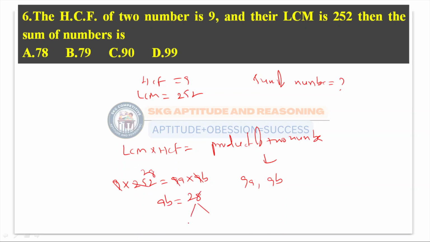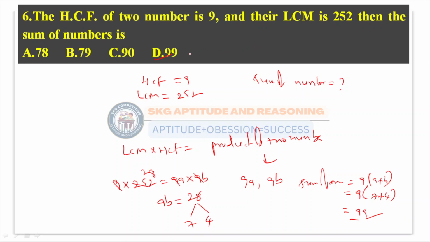So 28 can be written as 7 fours are 28. So here the A value is 7, B value is 4. What he asked in the question is the sum of numbers. Sum of numbers is 9 times (A plus B). 9 into 7 plus 4, that is 11. So we'll get the answer as 99, which is presented in option C.